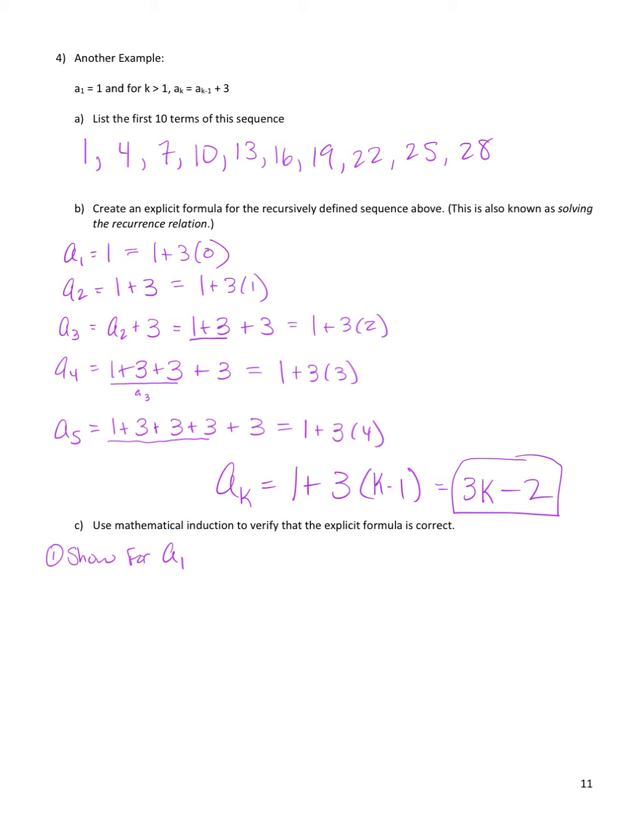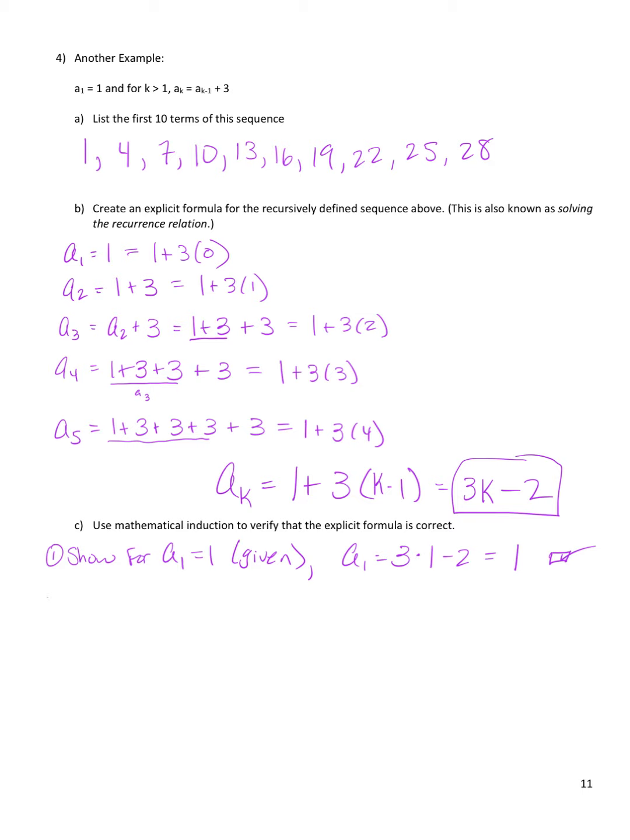So A1, I know, is 1, right? When I use the recursive formula, it was given, actually. A1 is 1. It's given. The formula, 3k minus 2, would be 3 times 1 minus 2, which is, in fact, 1. Okay, so the formula gives me the same thing that my given value of A1 was.